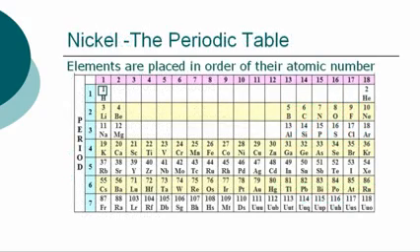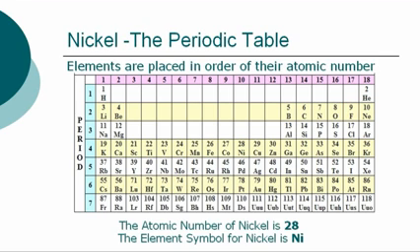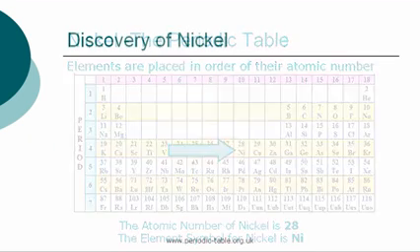The periodic table is a chart showing the symbols and the atomic numbers of all known elements, such as nickel, in one large grid. The chemical elements of the periodic table are placed in order of their atomic numbers. Atomic numbers increase as you move across a row, called a group, or down a column, called a period. The atomic number for nickel is 28. The element symbol for nickel is Ni.